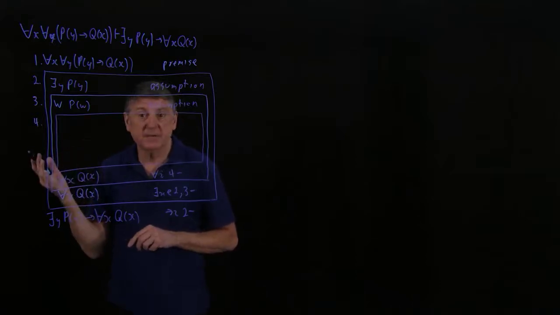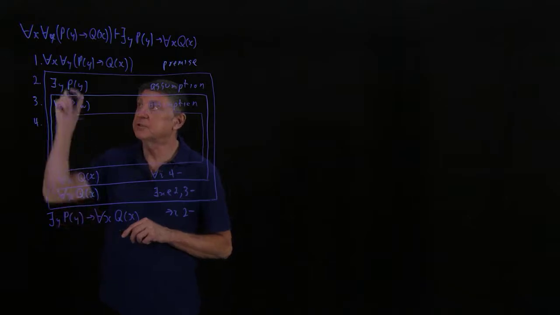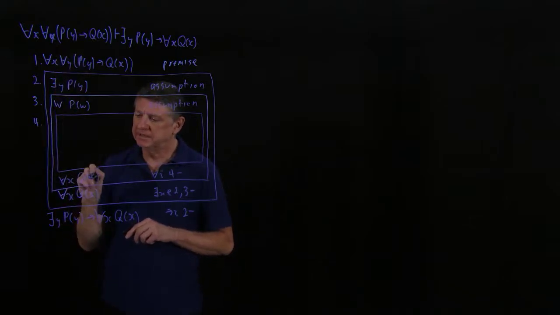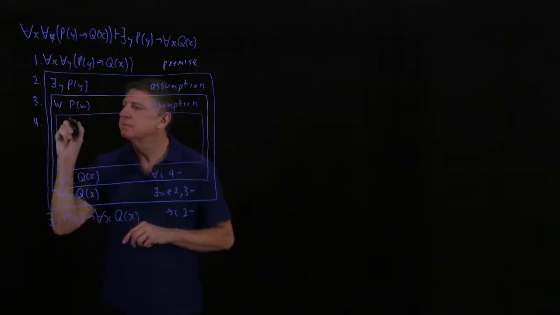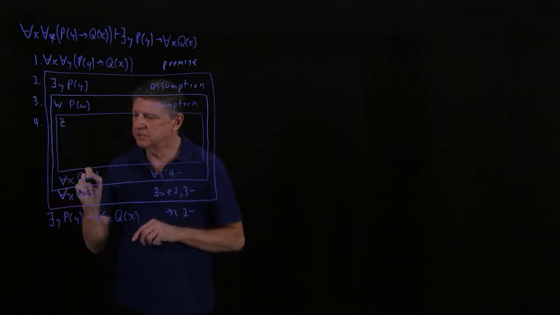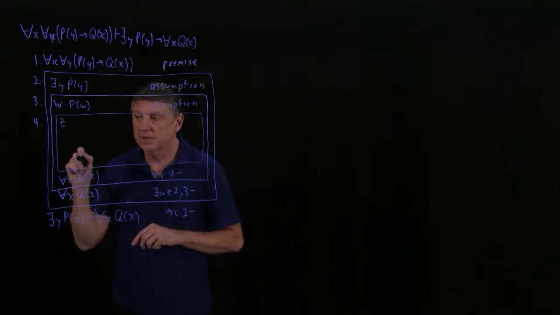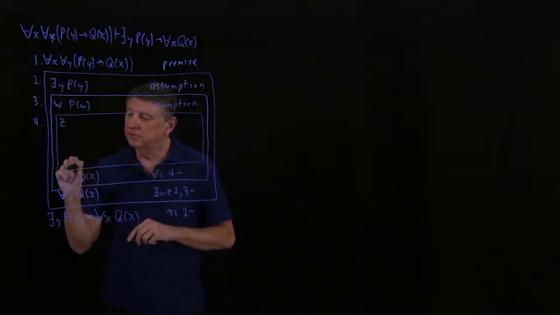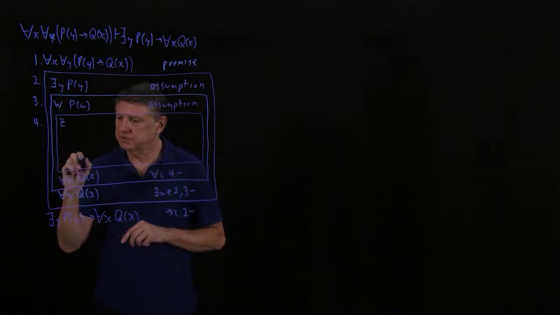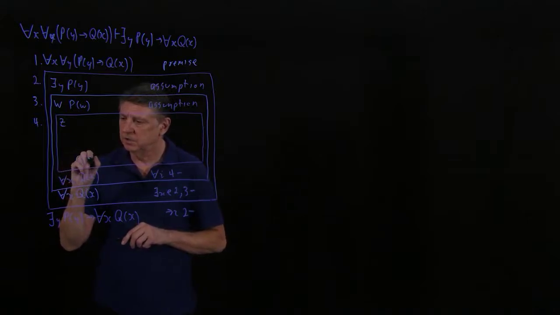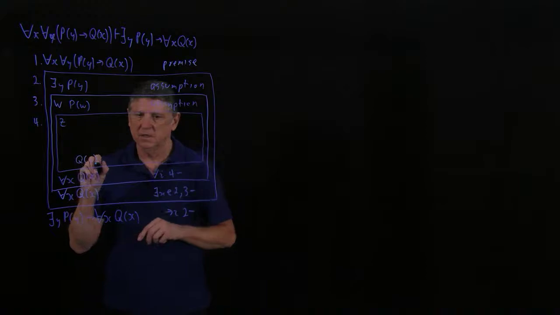And so if I pick z, that will work. Z is not mentioned up here, and z is free for x in q of x. So I will have z. I then take z and substitute it into this goal formula. That becomes the bottom line of my universal introduction box. So that is q of z.